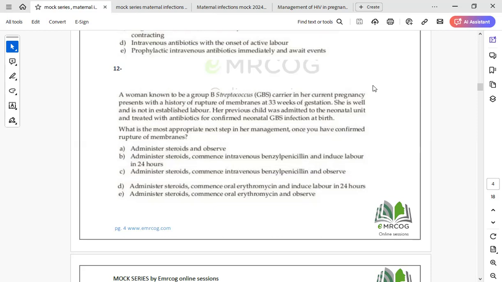Now she's having a preterm labor. What do you want to do? Are you going to induce her? Your guideline is saying no, don't do this. If she is not in established labor, don't induce her. Give her time, because the baby is going to die from prematurity more than from the GBS.